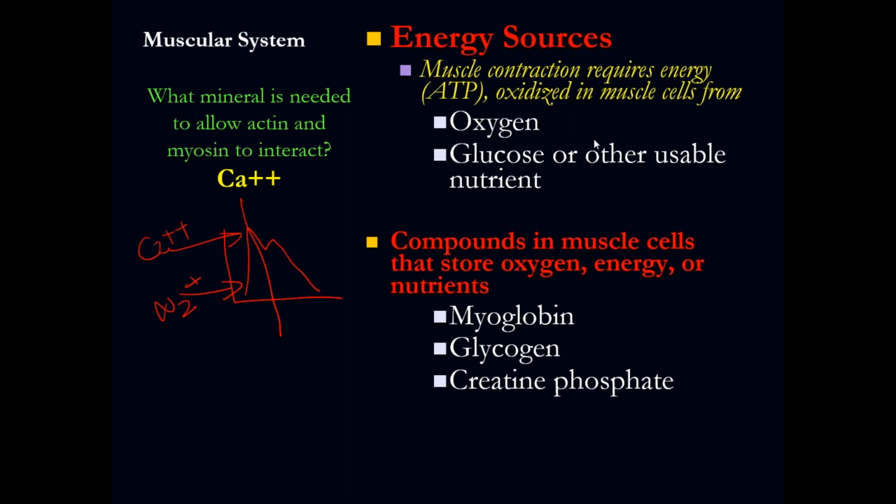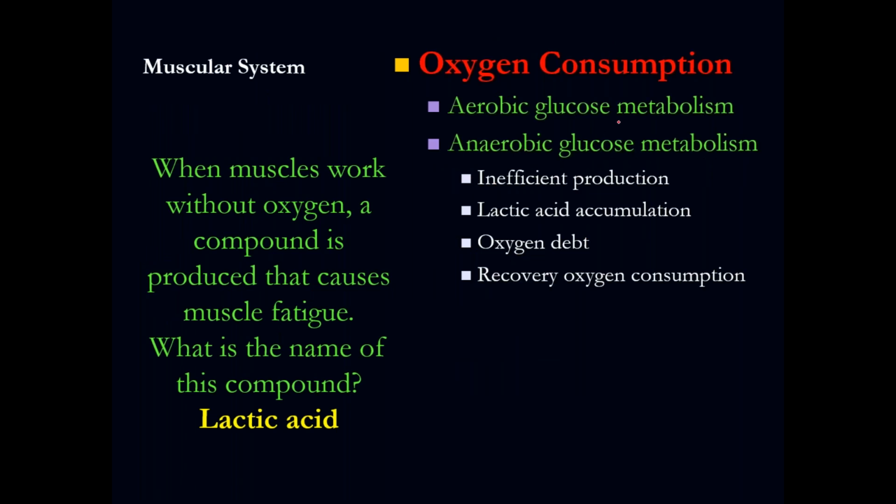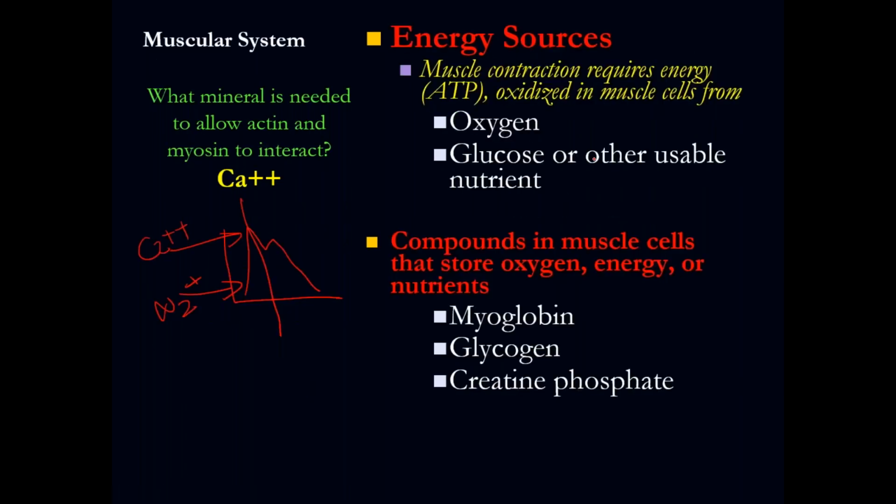All right, so here we have the source of energy for the muscles, which is basically glucose. Glucose is the main nutrient used for muscle contraction to create ATP. Of course, that is through the Krebs cycle. The Krebs cycle always needs oxygen. So that's why we have oxygen and glucose, okay?